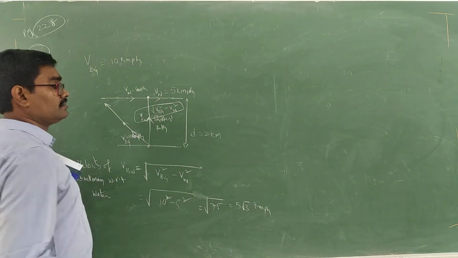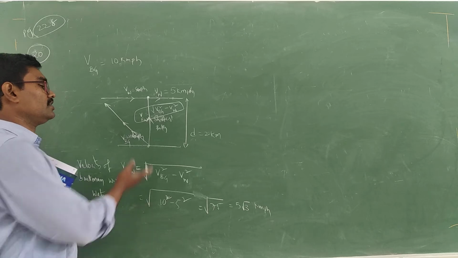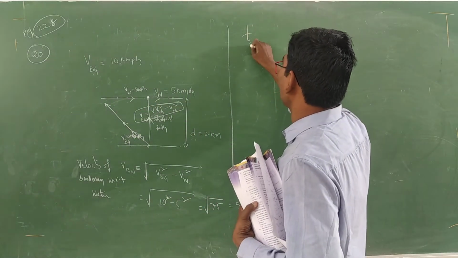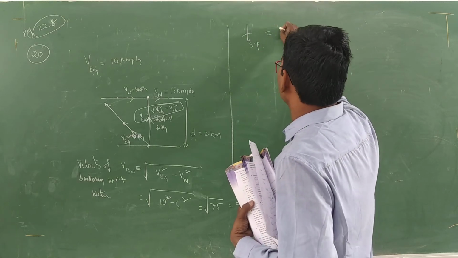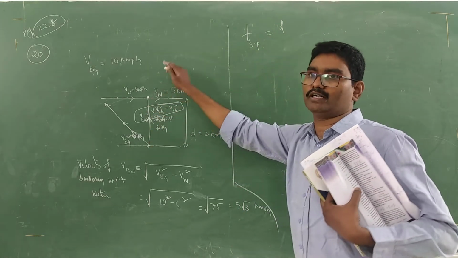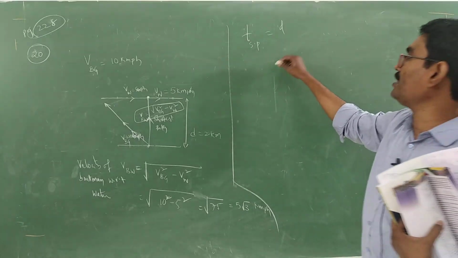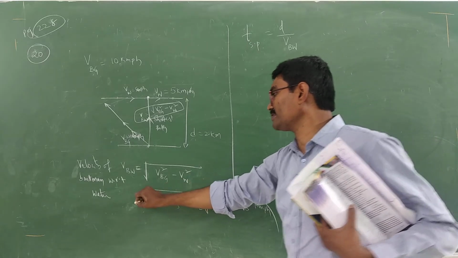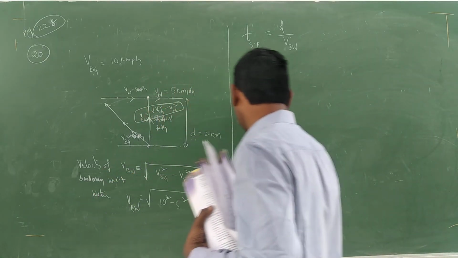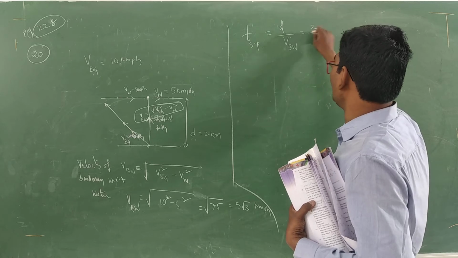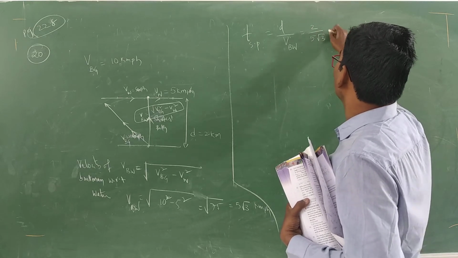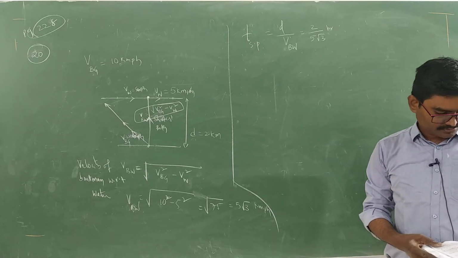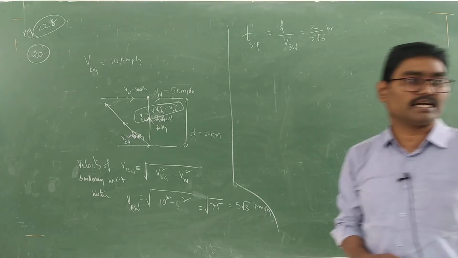Now what are they asking? Time taken to cross along the shortest path. Time along the shortest path is equal to what? Distance in the shortest path, that means nothing but the width of the river, by the velocity of boat with respect to water. You know that the velocity of boat with respect to water is 5 root 3. So 2 by 5 root 3. That's the answer. Okay. 2 by 5 root 3, second option.